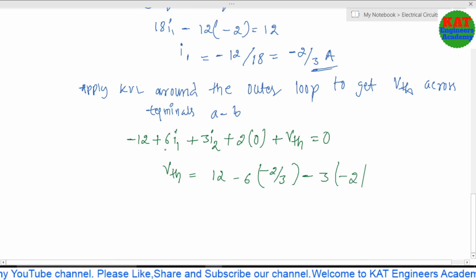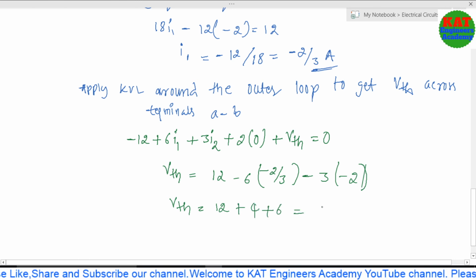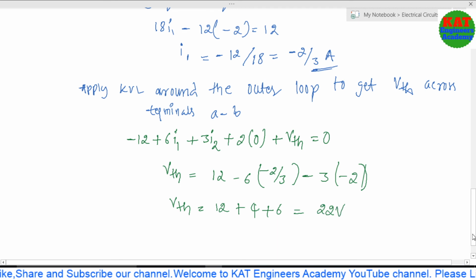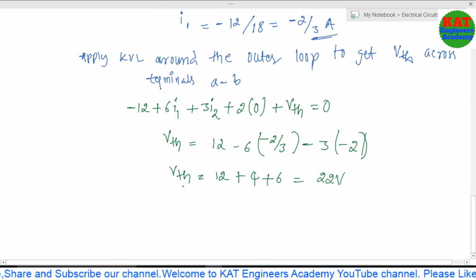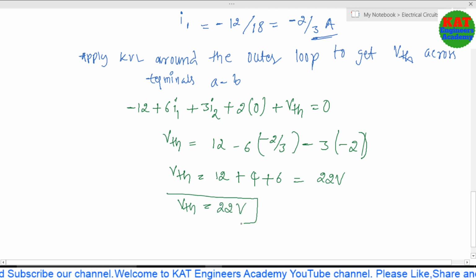So finally 3 into minus 2. So VTH equal to 12 plus 4 and plus 6. So finally the answer is 22 volts. VTH equal to 22 volts.